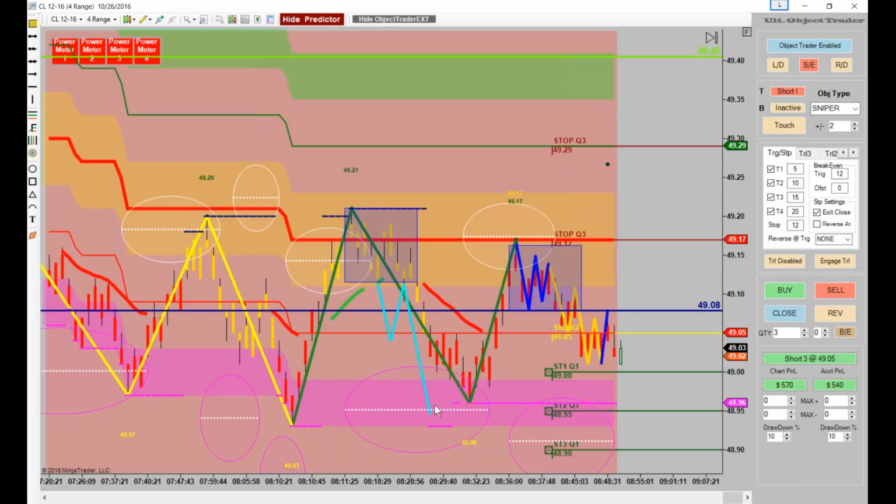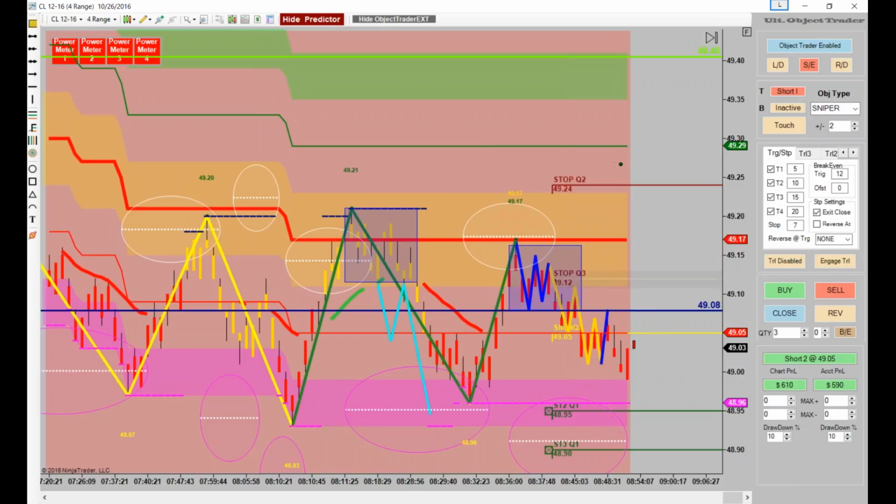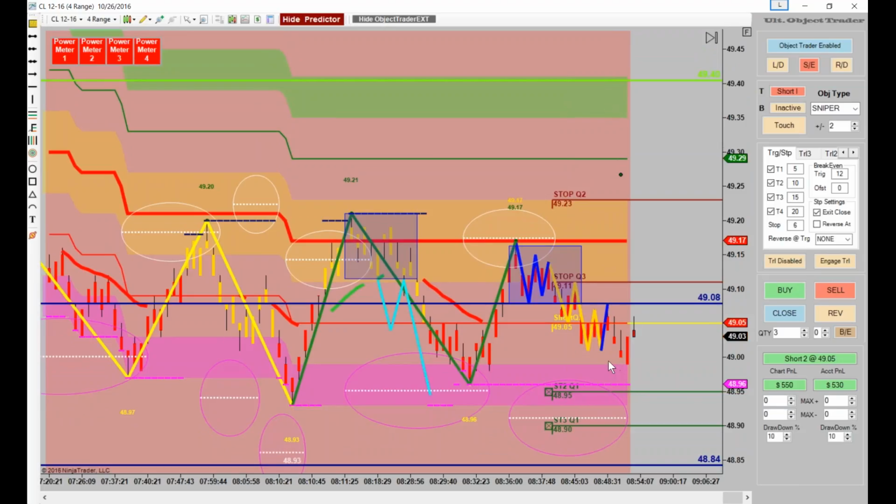Now, am I afraid of that trade at all? Nope, because my stop would be right there, just above that swing. Exit on close. If it takes it out a little bit more, I'll bring it down to here.